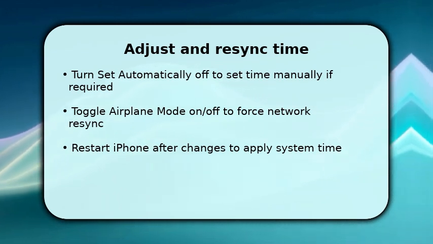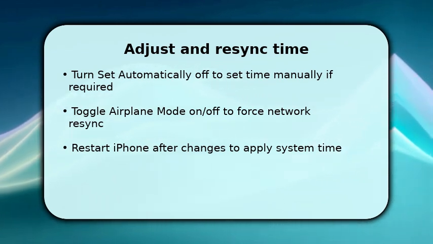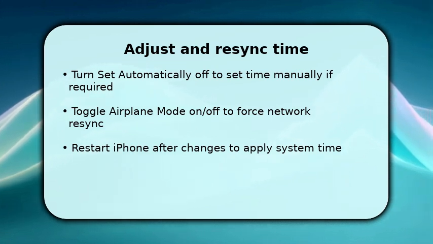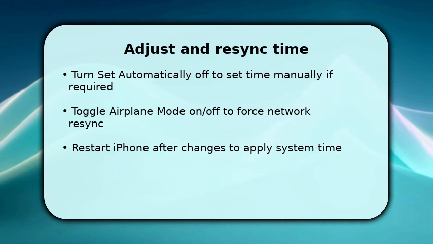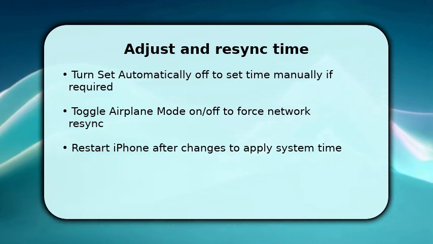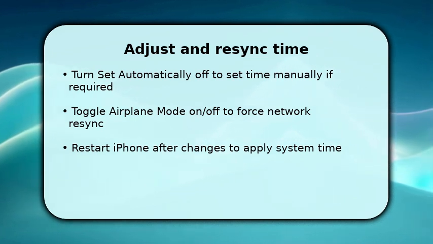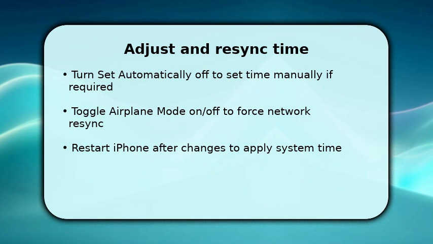To force the phone to fetch the correct network time, toggle airplane mode on for 5 seconds and off. This reestablishes carrier time signals. Make sure to restart your iPhone after making changes so background services update. Restarting clears transient glitches that can keep the wrong clock displayed.